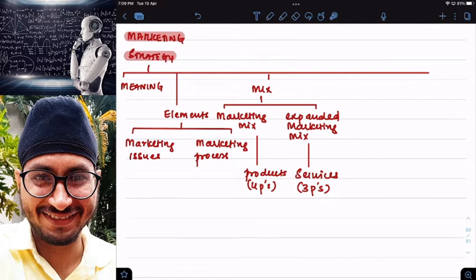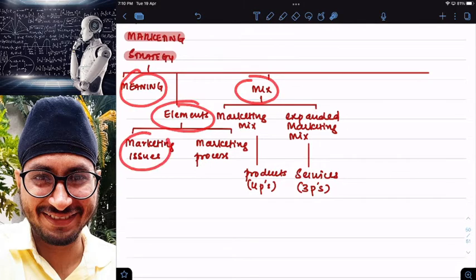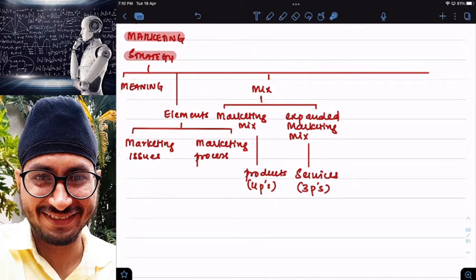So first we have the meaning, then we have elements, then we have mix. In elements, marketing issues are there, marketing process is there. In mix we have marketing mix and expanded marketing mix. Marketing mix is applicable to products, where we call it the 4 P's of marketing. Expanded marketing mix is relevant to services, that is 3 P's.